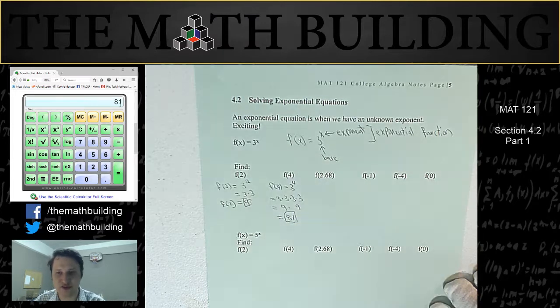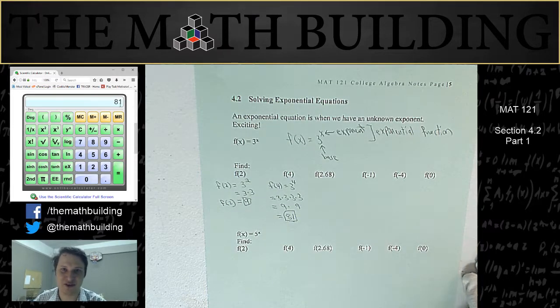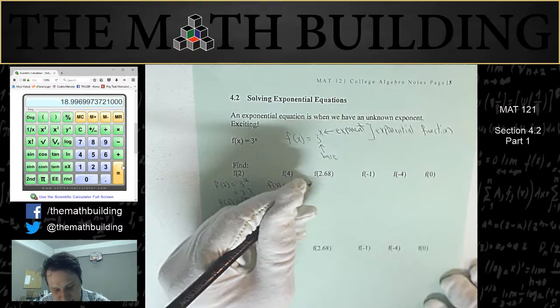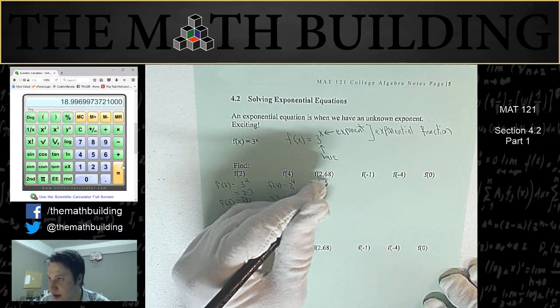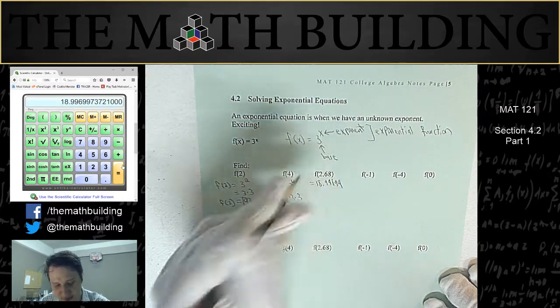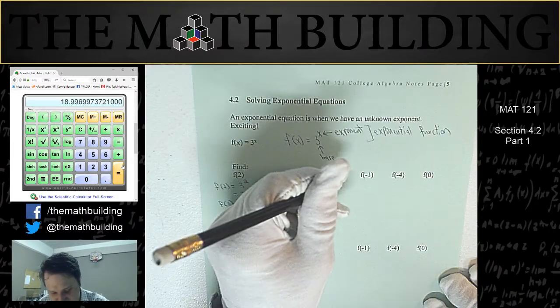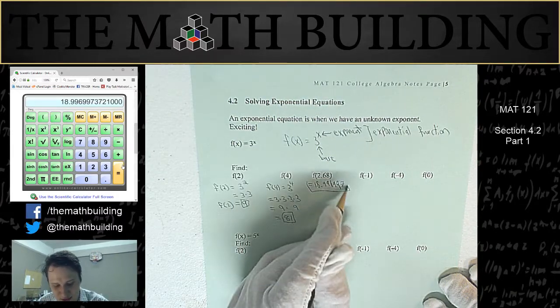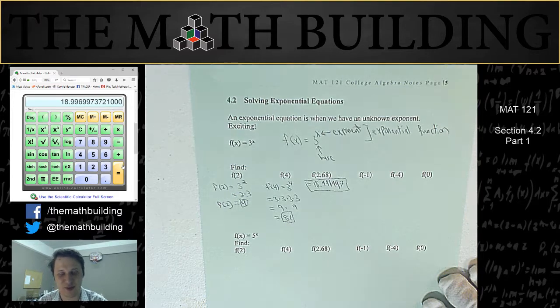Now to do f of 2.68, I pretty much have to use the calculator. So luckily we can do that. So you can take it to a decimal. So 3 to the 2.68 equals 18 point, I'm going to round off, let's say that that's equal to 18.99699, or I'll add in the 7 and then I'll round down. So there's what 3 to the 2.68 is equal to.